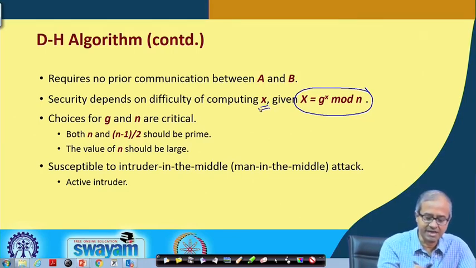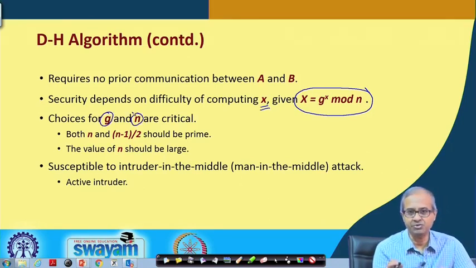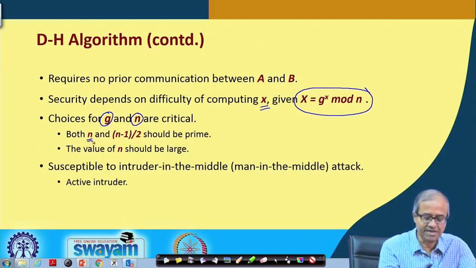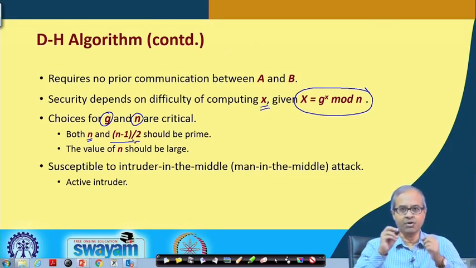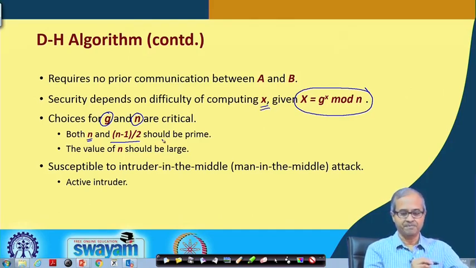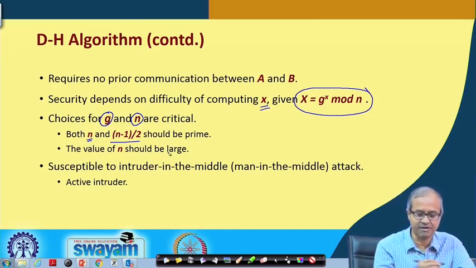Just one point: I mentioned g and n are chosen initially, but there are some constraints you need to follow when choosing their values. The value of n should be such that n and also (n minus 1) by 2 should be prime, because some attacks have been discussed by mathematicians where they said that if such constraints are not satisfied, then it may be feasible to attack the Diffie-Hellman system. And second, of course, the value of n should be large.